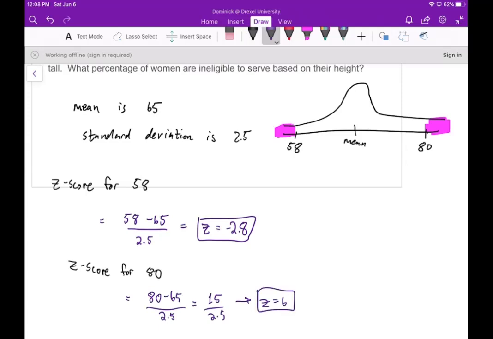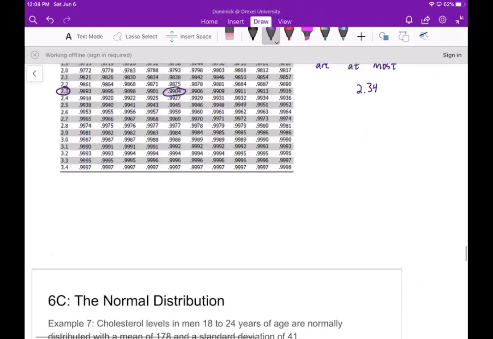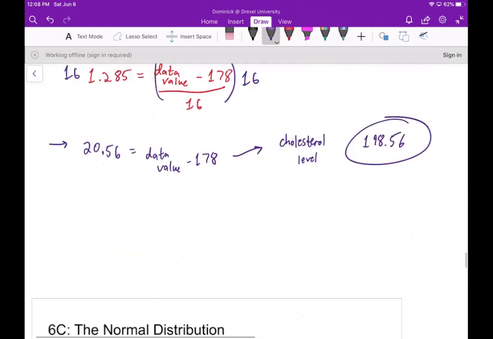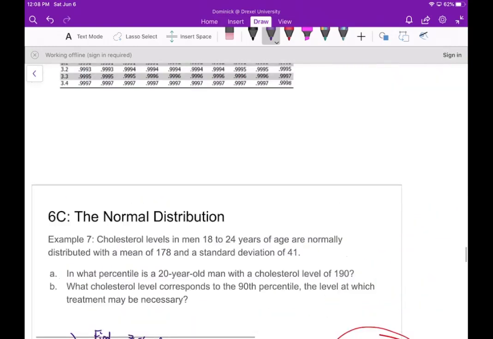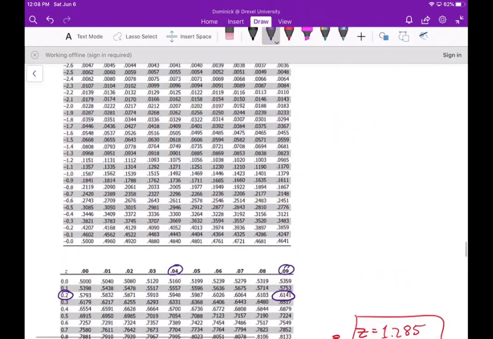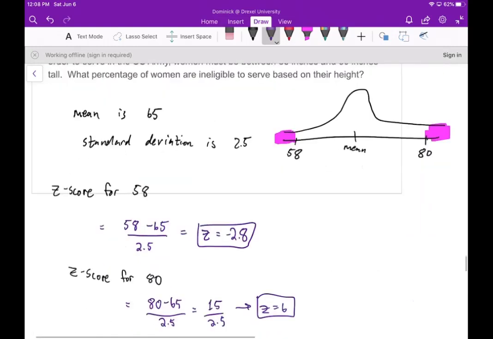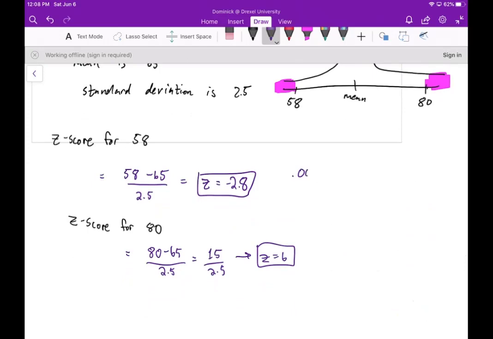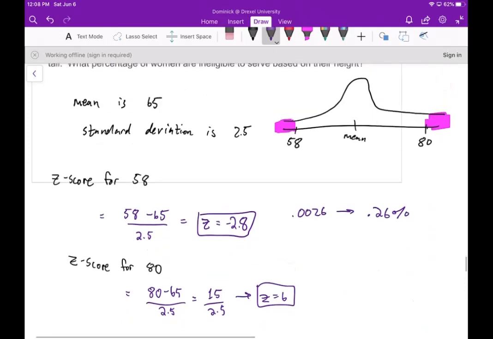Okay, so let's find what percentiles we get for each of these z-scores. First, the z-score for 58 inches, which was negative 2.8. It's negative 2.80, so we get 0.0026, which is going to correspond to 0.26%. And again, that is giving us the percentage of women that are shorter than 58 inches.